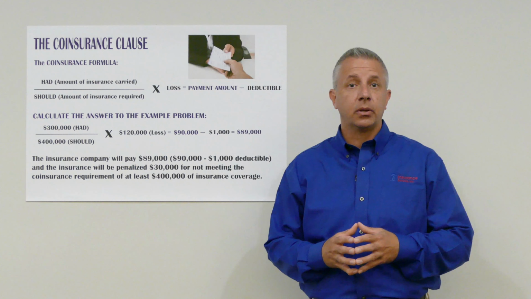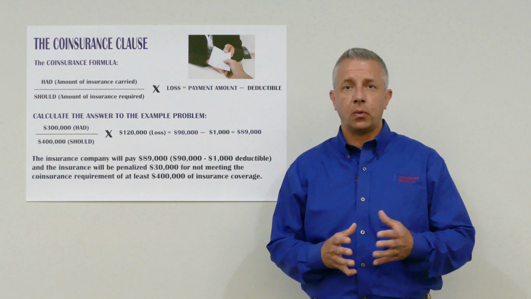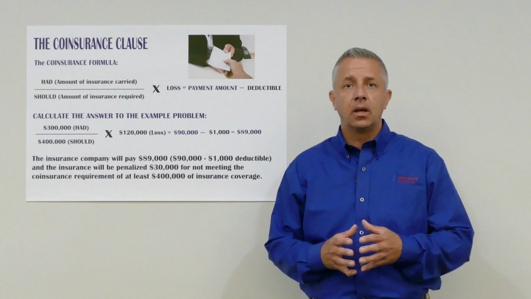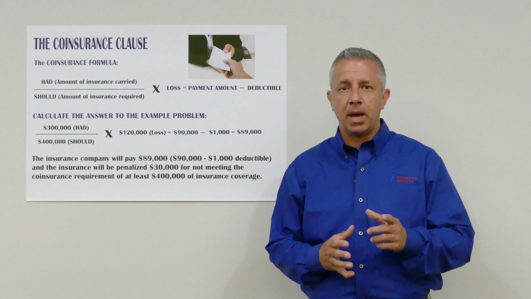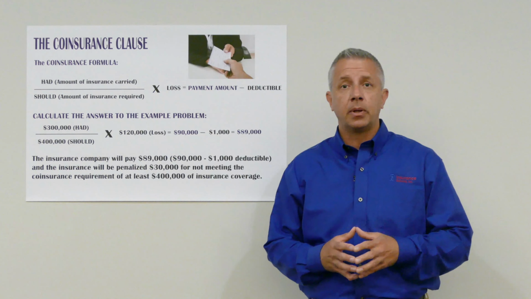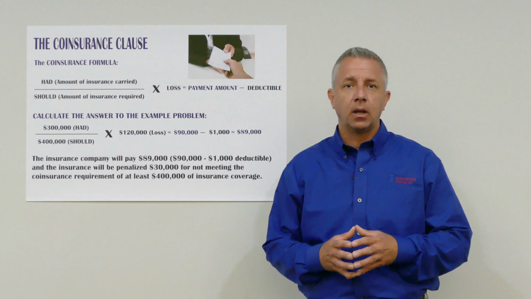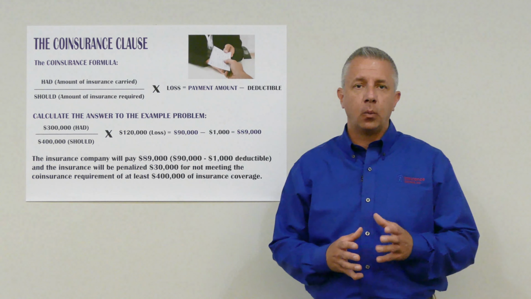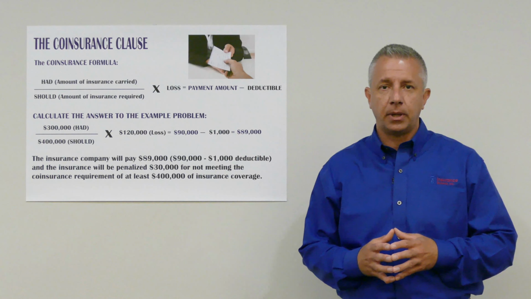Step 2. Since the building was not insured for 80%, or $400,000, and was only insured for $300,000, the coinsurance requirement was not met. Therefore, the insurance company will not be able to pay the full amount of the loss, and we must use the formula to calculate the amount that will be paid by the insurance company.